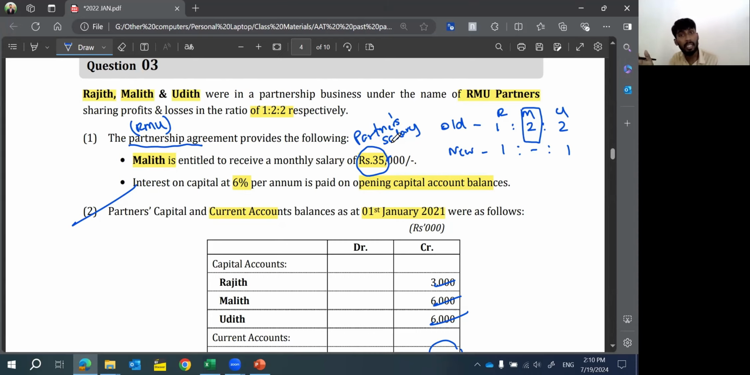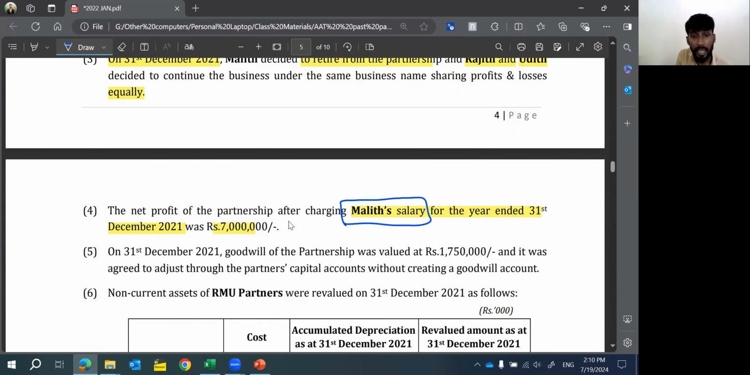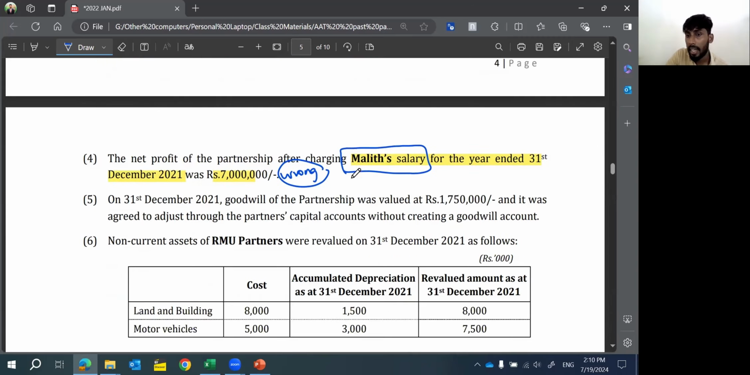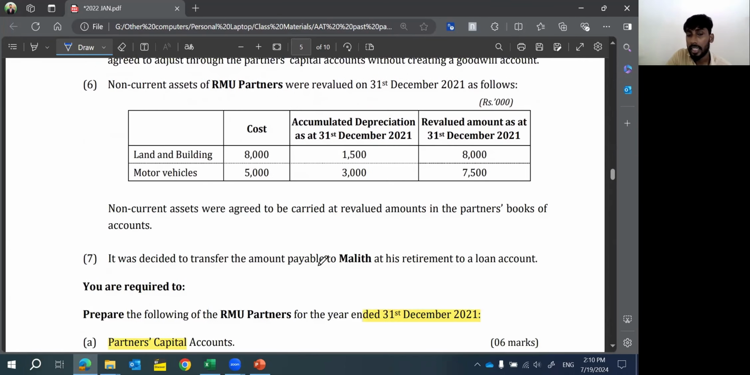Partner salary or partner's remuneration cannot be deducted when calculating the profit. This is a profit appropriation. So this net profit is wrong because Malik's salary has been deducted. We can't do that, therefore we need to add it back. Then the goodwill adjustment and the revaluation adjustment. Finally, it was decided to transfer the amount payable to Malik at his retirement to a loan account.